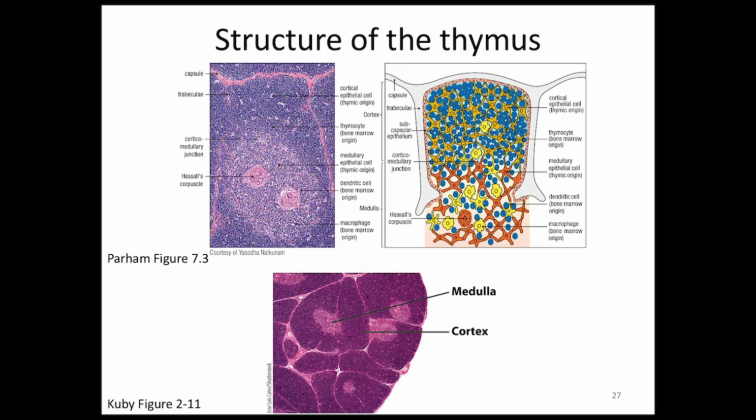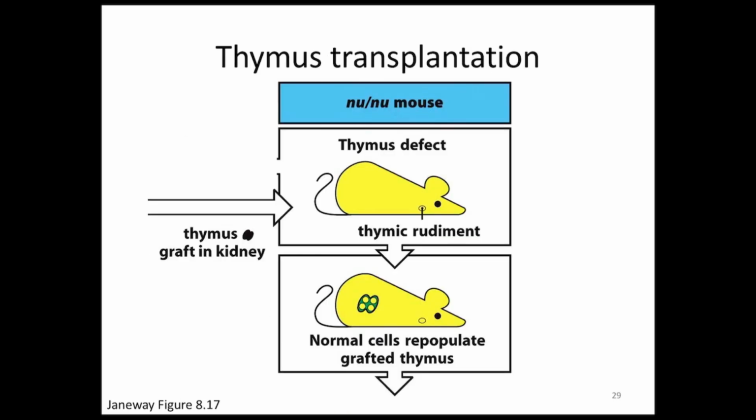So for example, we can take mice that don't have a thymus. So here is a mouse that doesn't have a thymus. And that mouse is of the yellow genetics. And we can give that mouse a thymus from a mouse of green genetics. We can give that mouse a green thymus, as you can see here.